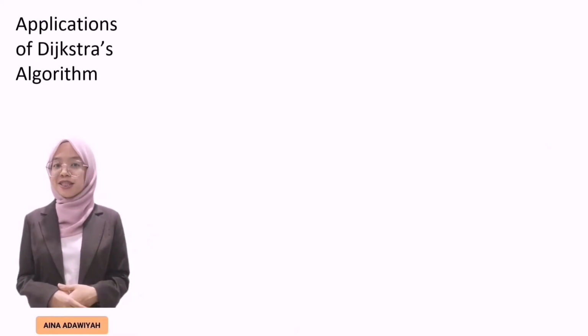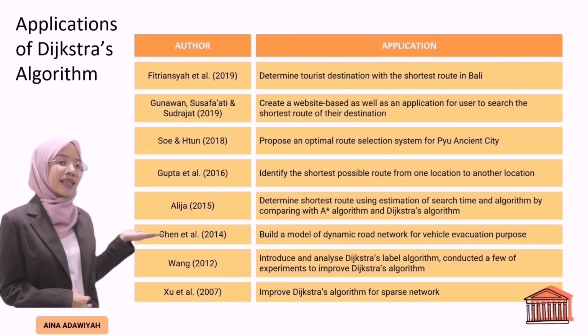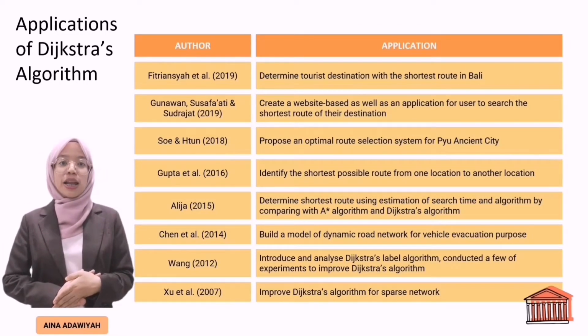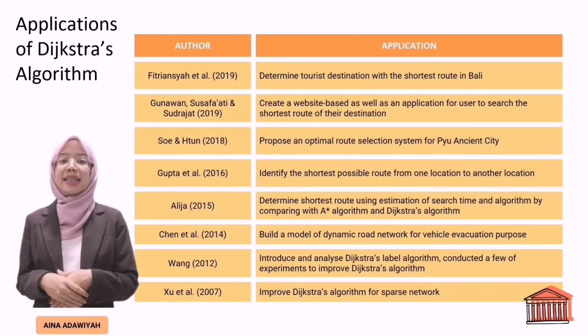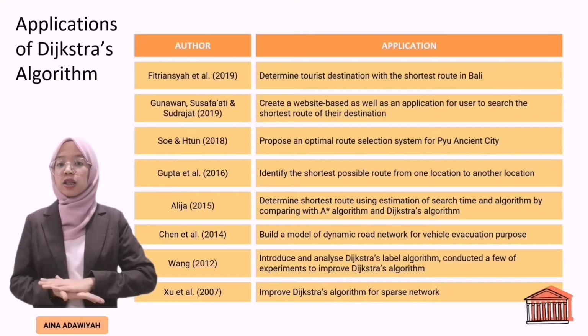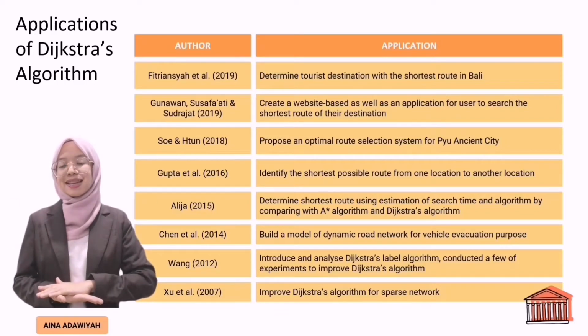Next, the application of Dijkstra's algorithm. These are examples of previous studies that used Dijkstra. Dijkstra was widely used in determining the shortest route, creating website-based applications, optimal route selection systems, vehicle evacuation purposes, and many more. Dijkstra's algorithm also was improved for sparse network studies.